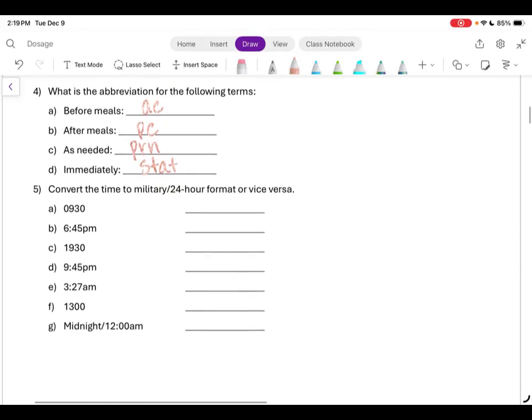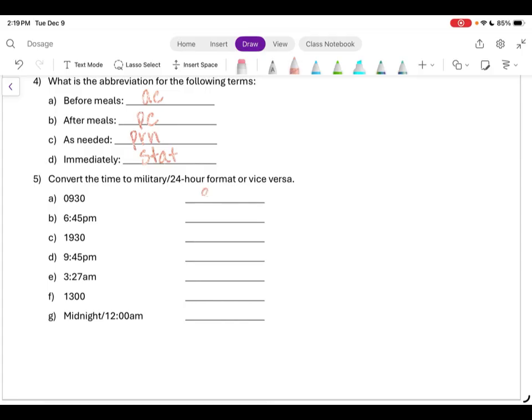Okay. Let's convert some times. So 0930 is just 9:30 a.m. 6:45 p.m. is 18:45. 1930, 7:30 p.m. 9:45 p.m. is 21:45. 3:27 a.m. is just 03:27. 1300 is 1 p.m. My favorite one, midnight or 12 a.m. You can do either 4 zeros or 2400.